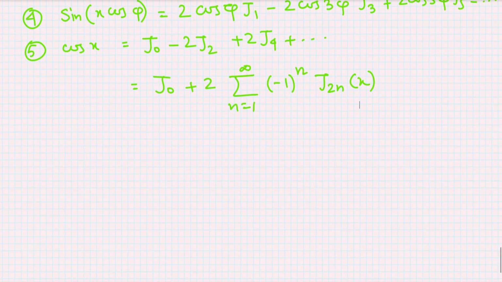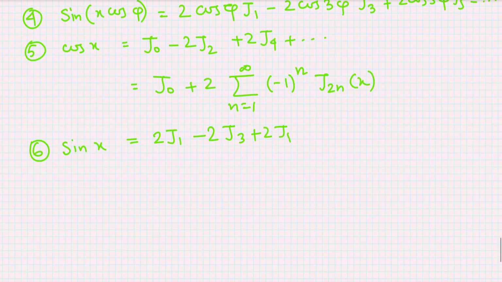And the next one is number 6, sin x. So, trigonometric series expansion involving Bessel's function. This is equal to, you can write, 2J1 minus 2J3 plus 2J5, alternating plus minus, and 2 into odd J. So you can write this as 2 into summation n equal to 0 to infinity, minus 1 power n, J2n plus 1 of x.